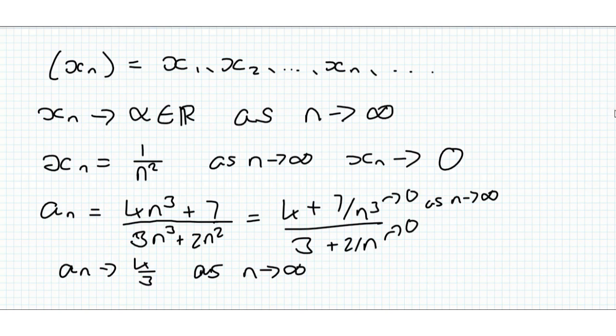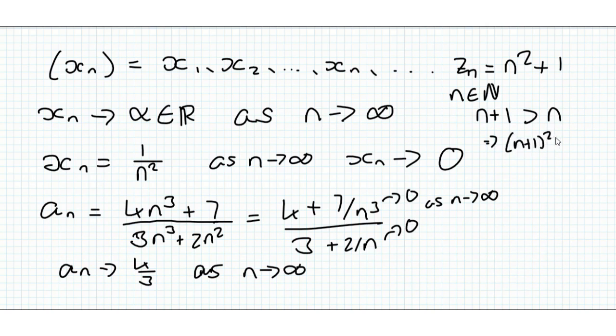One last example for today. If we look at zn, say, and that's just going to be equal to n squared plus 1. Well, if we just think about this, n squared is increasing, and plus 1 doesn't change that, so n squared plus 1 is increasing, meaning that for n in the natural numbers, n plus 1 is obviously larger than n. Okay, so that's pretty obvious.